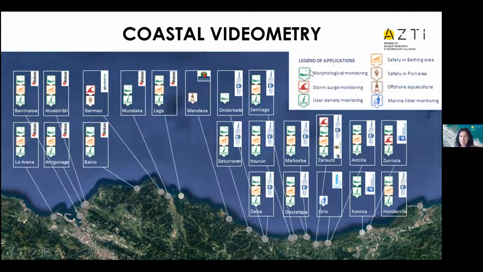We have cameras for different approaches. Not only for monitoring the morphology of the beach, which is really important for some beaches that are losing sand, but we also use them for user density monitoring, safety of the harbors, and overtopping. So you can see that in our coastal areas, we have plenty of those stations.